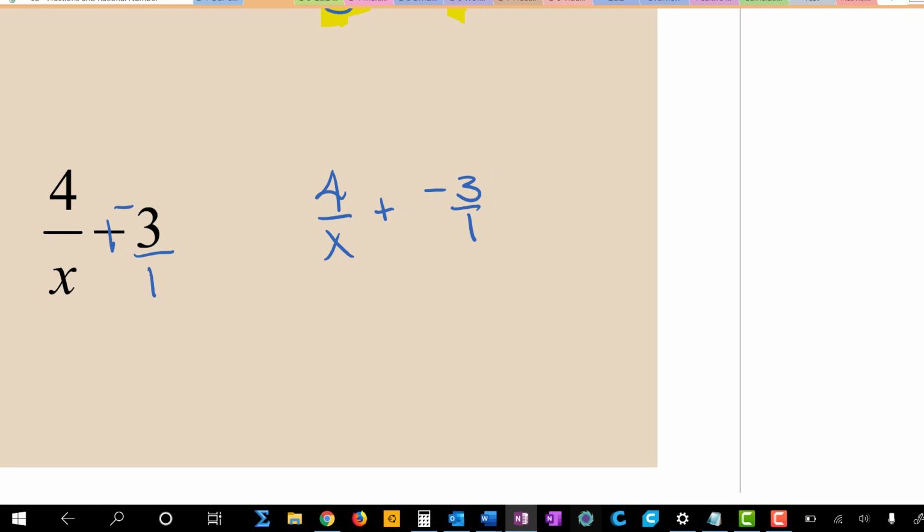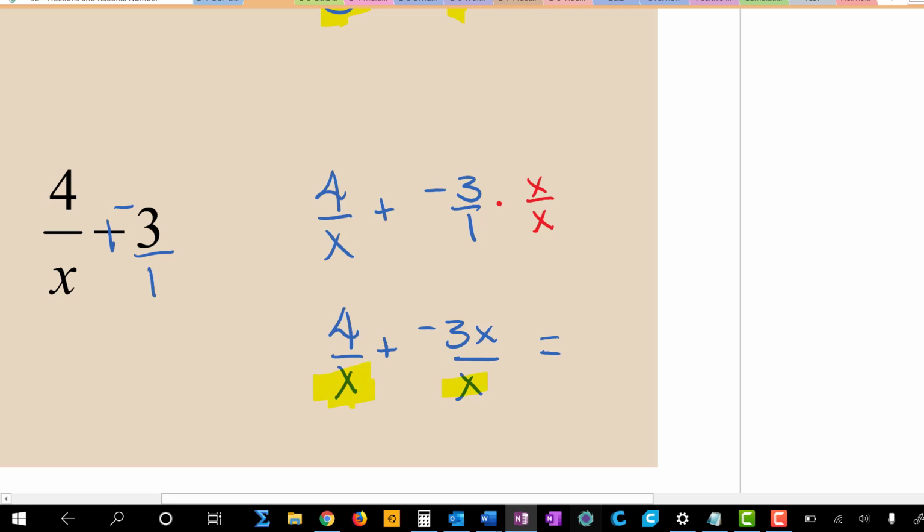If you think x, you're right, because you can't change the x to a 1, but you can change the 1 to an x by multiplying it by x. So we're going to multiply the 1 times x in order to get a common denominator of x. In doing so, we also have to multiply the numerator by x. So we're going to end up with 4 over x plus negative 3x over x. Now, do we have common denominators? Yay, we do. So now we can add our numerators. So we're going to add and get 4 plus negative 3x, and we keep our common denominator of x.